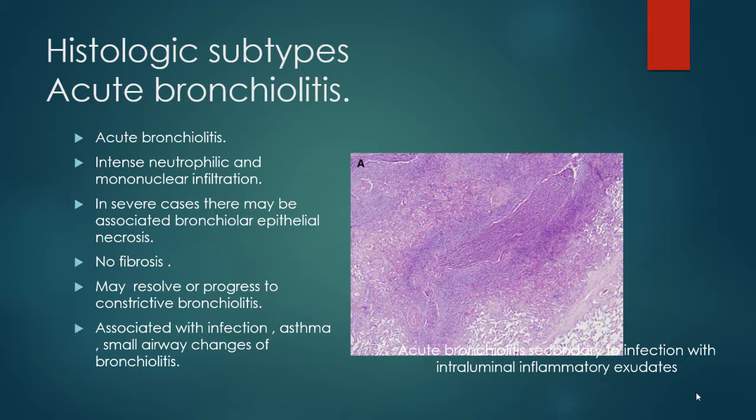Some of the time it does resolve, and some of the time it will progress to something else. Depending on when you see this patient, you might be seeing the patient when it's progressed to a more severe form of injury, in which case you would have to extrapolate back to the original injury that caused this. Often very difficult to do because some of these upper respiratory tract infections are not remembered or have long been forgotten. This subtype is associated with infection, like I mentioned. Asthma as well, but that's a different topic altogether, and I'll get back to that in a few minutes.